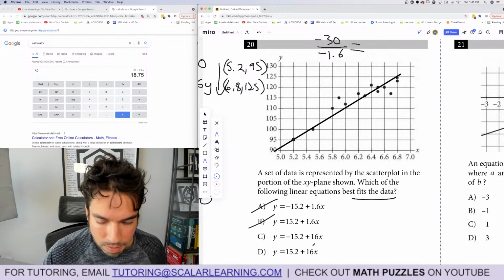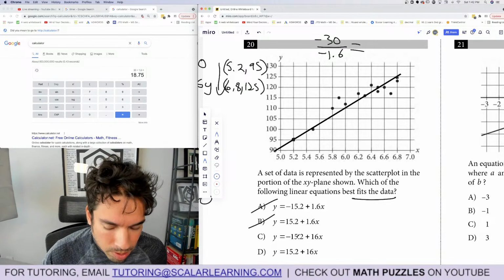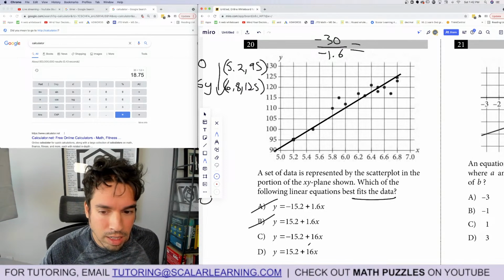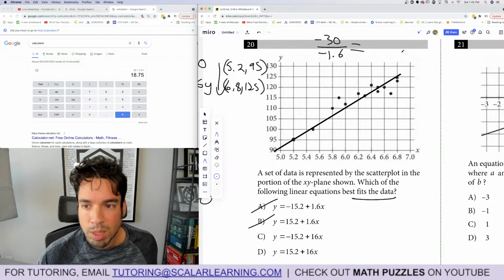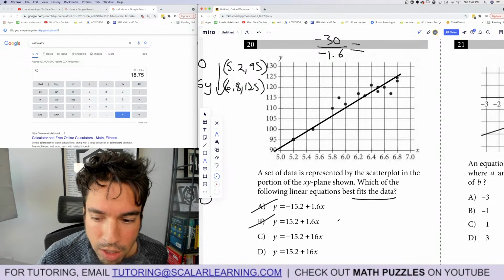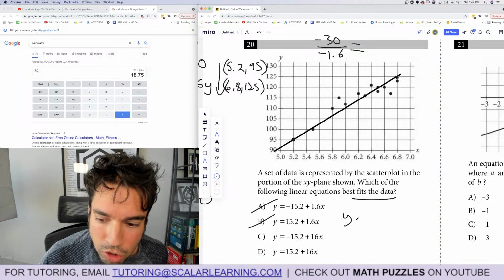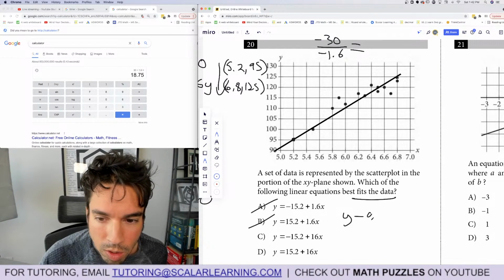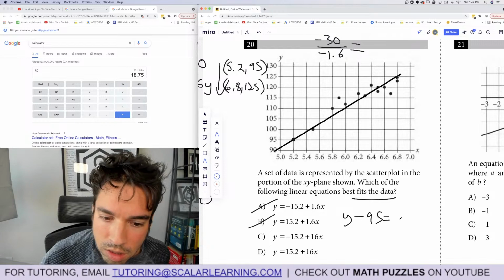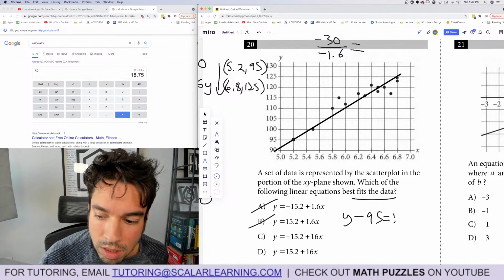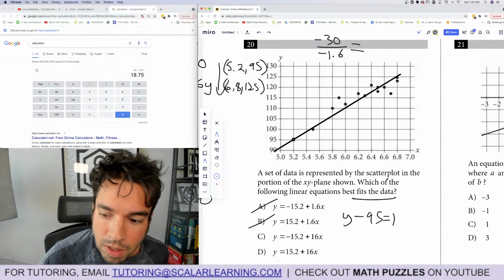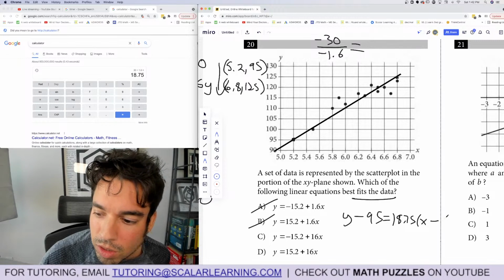Now the question is a y-intercept of -15.2 or 15.2? It's probably negative, I'm just wildly guessing, but let's actually evaluate it using point slope, and that will give us an idea. So remember, point slope, I'll choose any one. I'll choose the 95. y minus 95 equals the slope, let's go with 16 since they said it's 16. No, let's go with my slope, 18.75 times x minus 5.2, right?